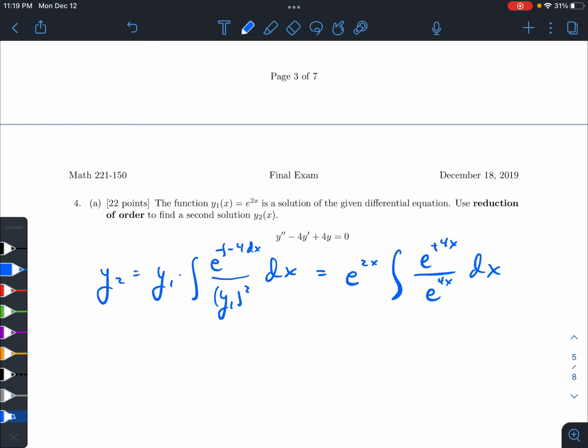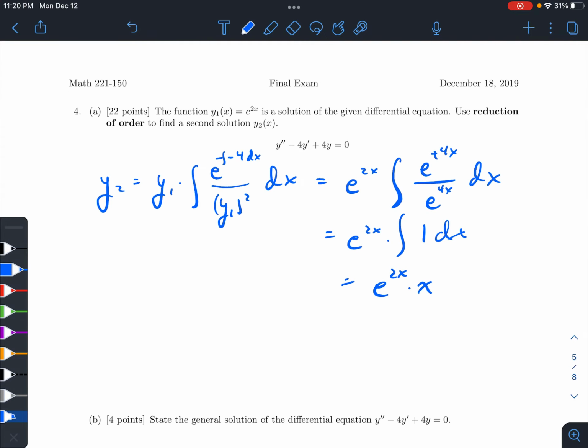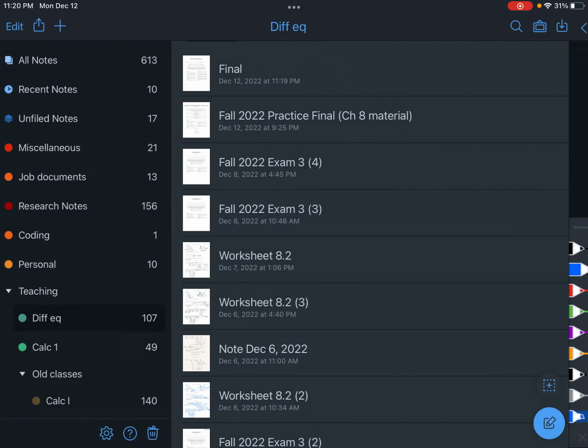Oh, this is probably supposed to be negative. So it should be e to the 4x. Yeah, you make this thing negative, right? That's part of the formula. And so this is e to the 2x times the integral of just 1 dx, and that is just e to the 2x times x. So e to the 2x times x should be our second solution.